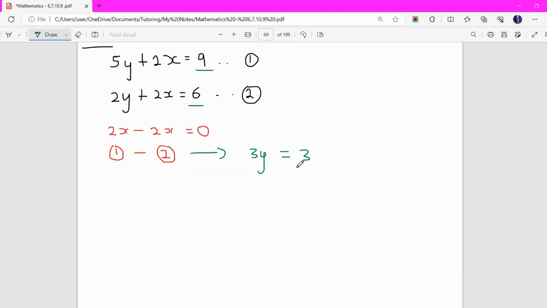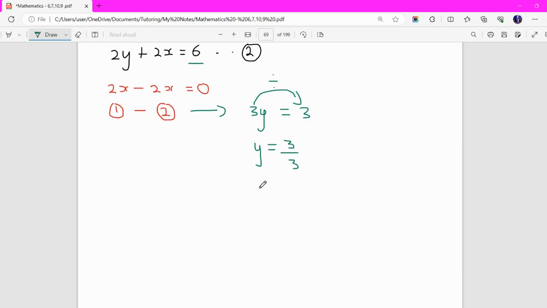So 3y is equal to 3, therefore y will be equal to 3 divided by 3. Because you carry across the 3, thus you need to divide by 3. Because 3 times y is equal to 3. Carry across the 3, you need to do the opposite of multiply, which is to divide. So 3 divided by 3 is 1. Right? So your value for y is 1.